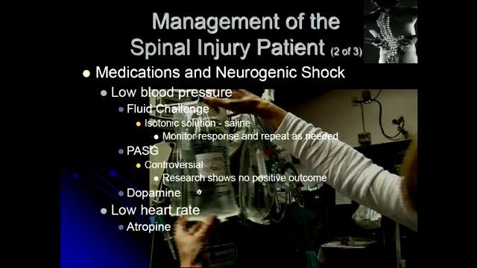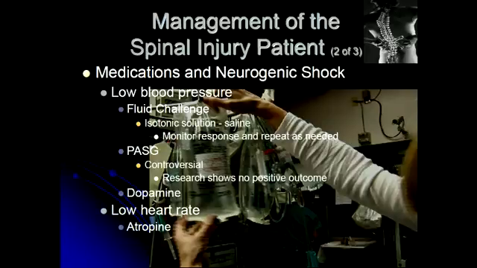Second line of defense is pressors. Dopamine is a good one because it raises the heart rate when needed in addition to the blood pressure. If someone has low heart rate, you could also use atropine as a temporary measure before the dopamine started. So the big issue here is someone who's got hypotension should be given fluids first, followed by pressors if needed.